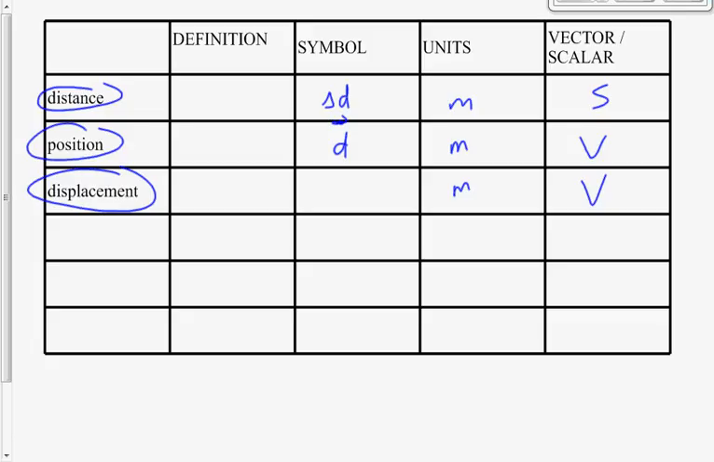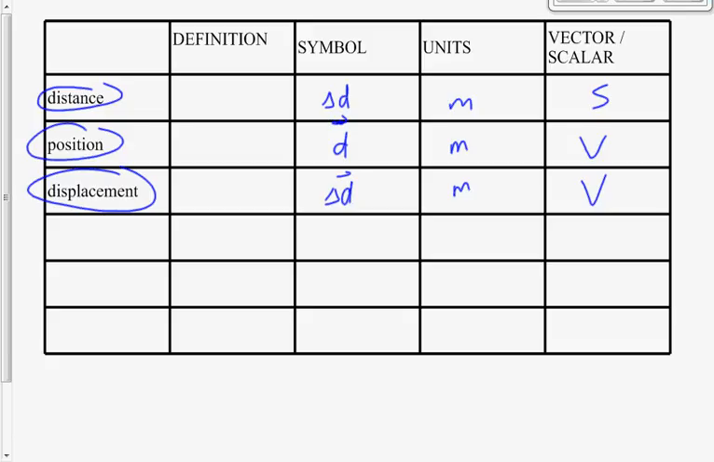We defined it as a change in position, so it's going to be delta D with the arrow over it. Arrow meaning it's a vector, delta meaning that it's the change in position. Now, that's where we left off yesterday. Today, I want to expand upon what we did with displacement just a little bit.